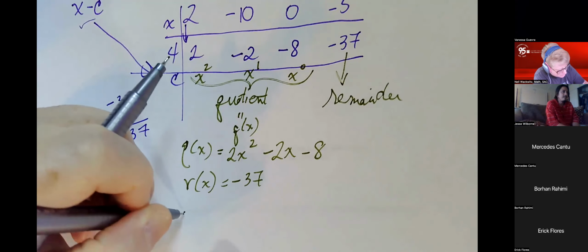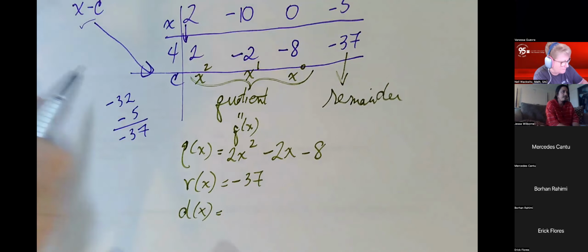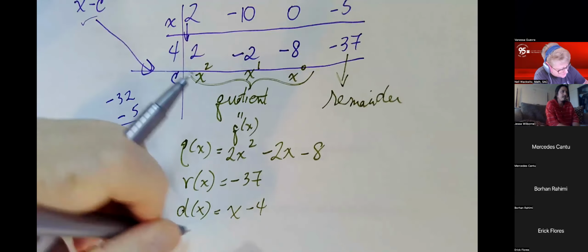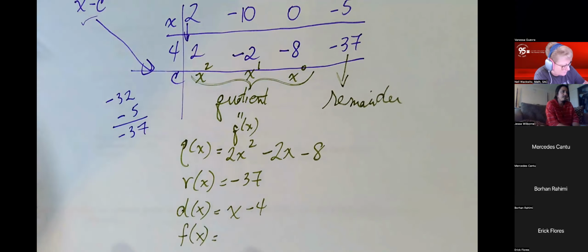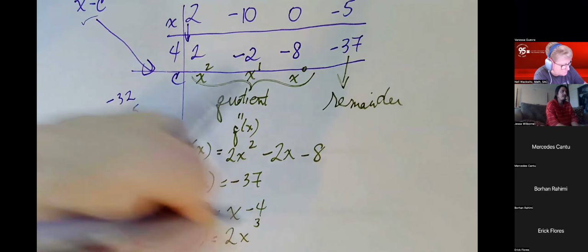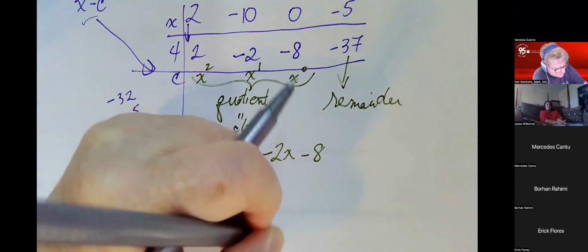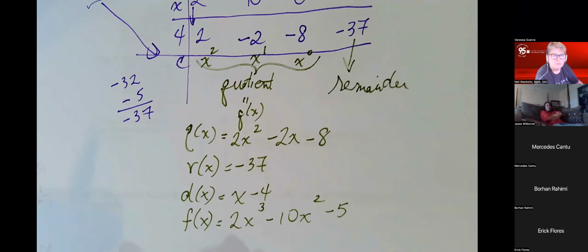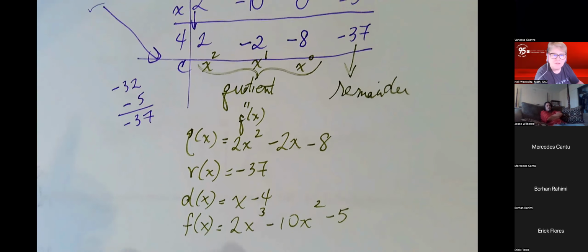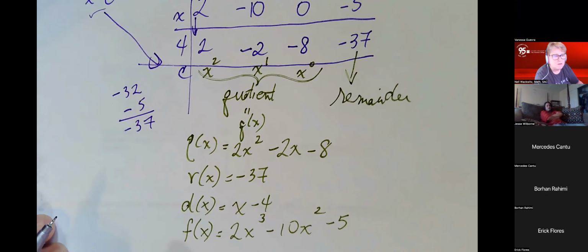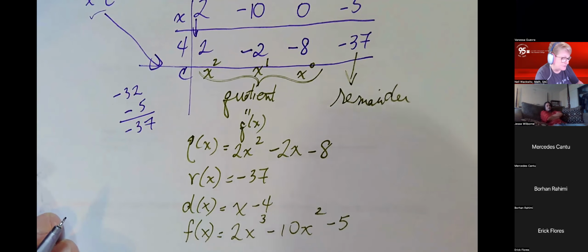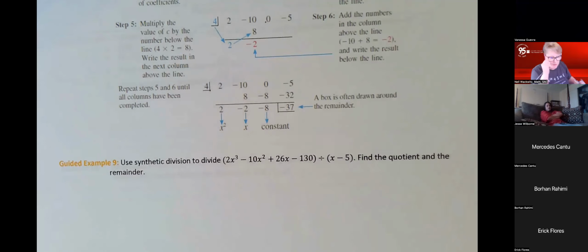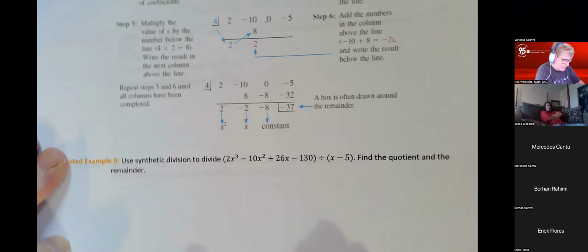The divisor is x minus 4. And the dividend is 2x cubed minus 10x squared minus 5. So this method of dividing is lots less tedious and also neater and easier. So let's do another example, and then let's start trying to figure out what is going on.